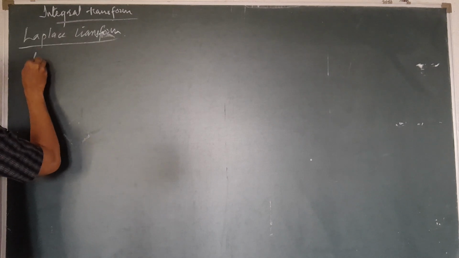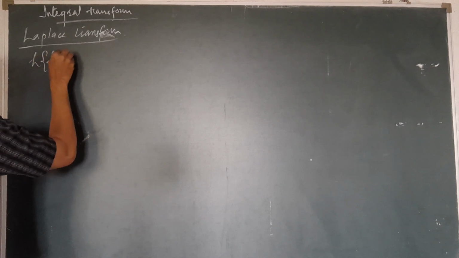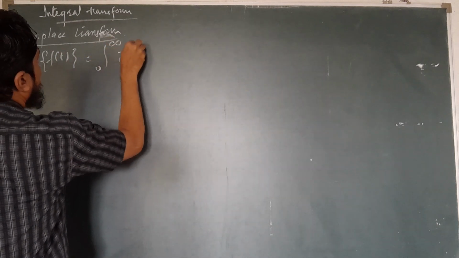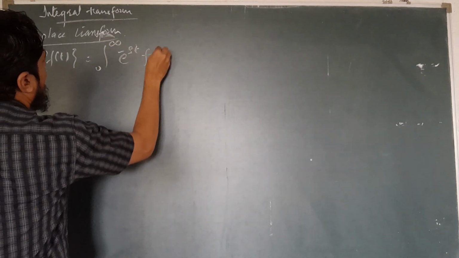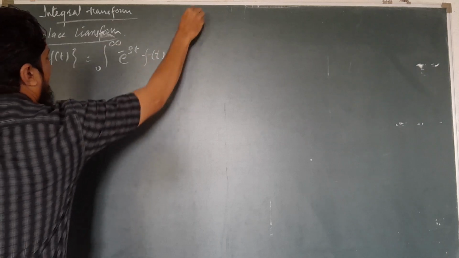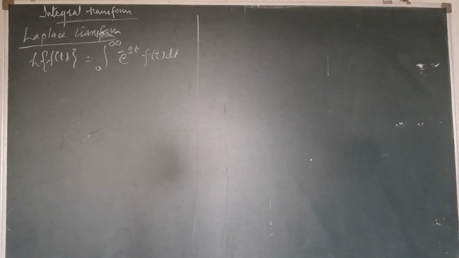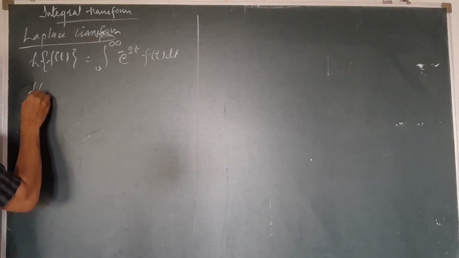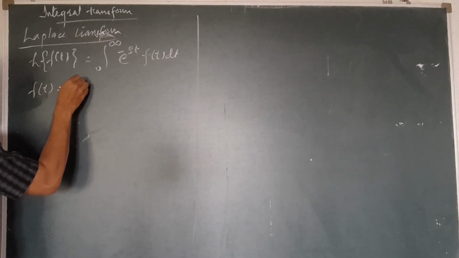basic results. First of all, the definition of the Laplace transform of f(t) is equal to the integration from 0 to infinity of e raised to minus st times f(t) dt. It is the definition of the Laplace transform, and we are going to find the Laplace transform of f(t), where f(t) is equal to e raised to at. Correct?